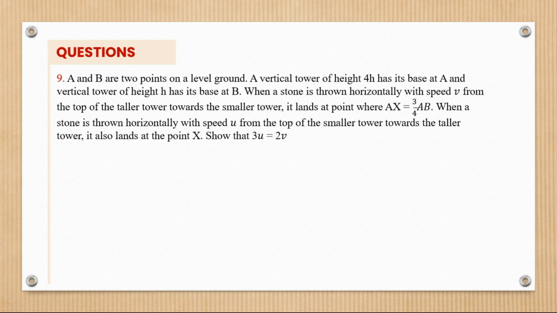When a stone is thrown horizontally with speed u from the top of the smaller tower towards the taller tower, it also lands at the point X. We're being told to show that 3u shall be equal to 2v. So let's first sketch this in our solution.